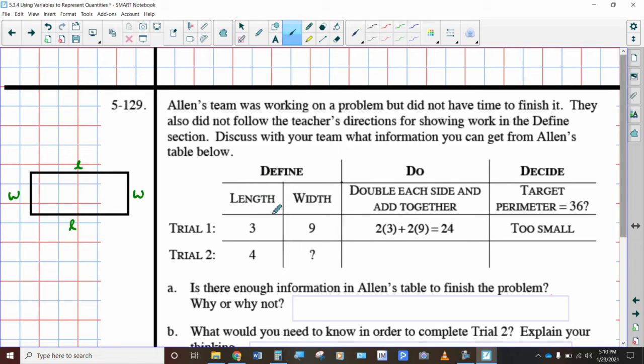And our first trial says 3 and 9. So 2 times 3 plus 2 times 9 is 24, so that's too small. When we up this to 4, oh, we've got a problem here. And I think this leads right into it. Is there enough information in Alan's table to finish the problem? I don't know what number to put there, because I could add 6 to this number. So it could be that the width is 6 more than the length.